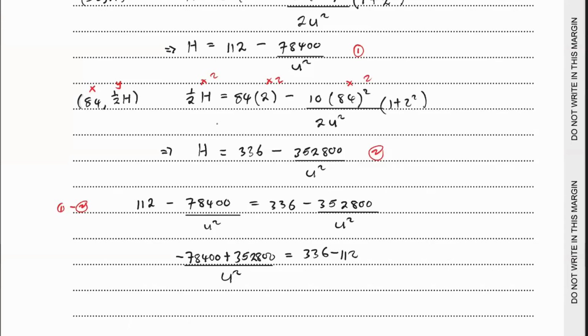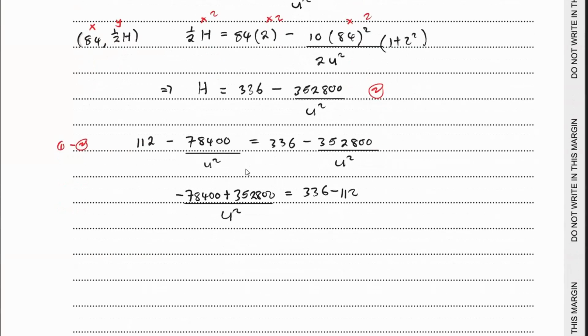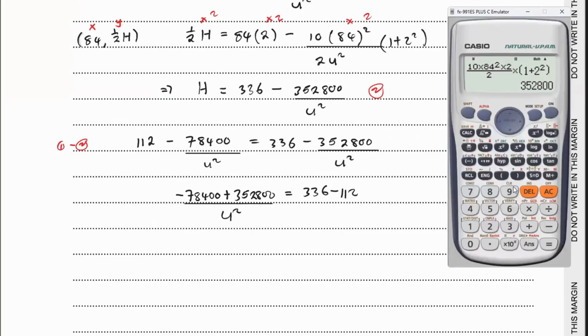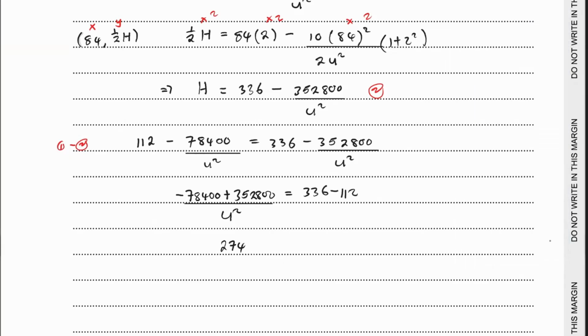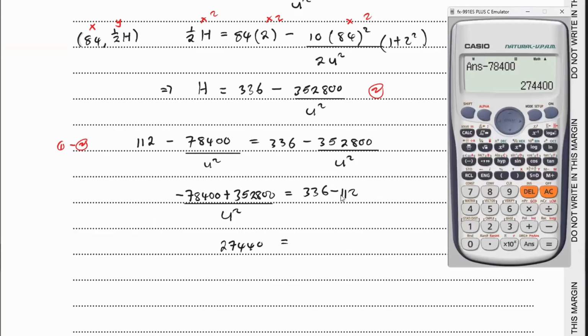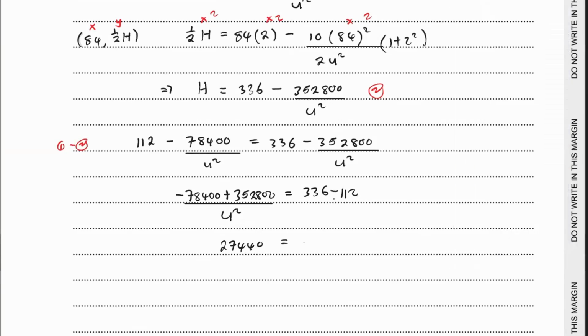minus 112. So I just rearranged, all right, and simplifying this, we say minus 78400, we get 27440. So 27440 equals to, all right, what's 336 minus 112 is 224 actually. So we have 224 u squared.